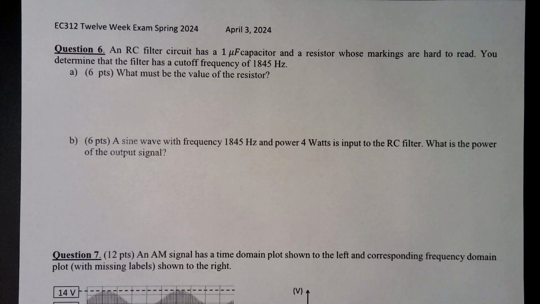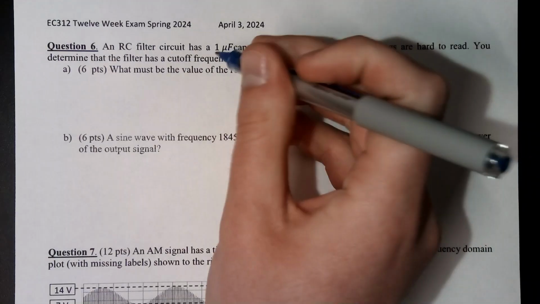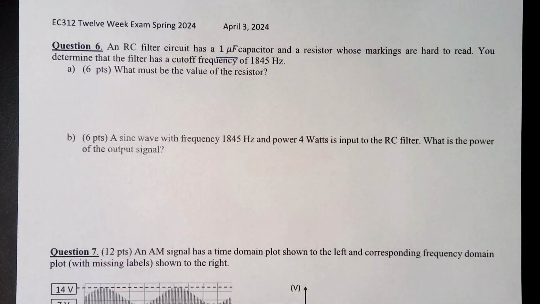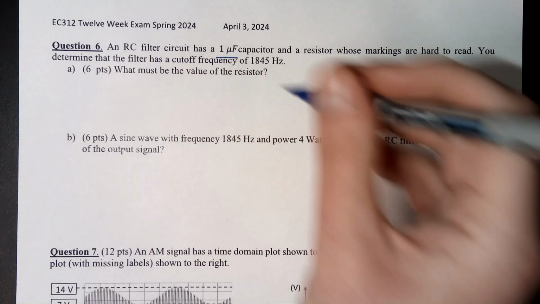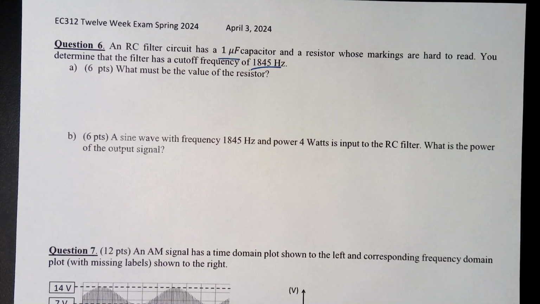Okay, on to our last page of questions. So the top one is about RC filters. We have a 1 μF capacitor and a resistor whose markings are hard to read. We determined that the filter has a cutoff frequency of 1845 hertz, and we need to find out what the value of the resistor is.